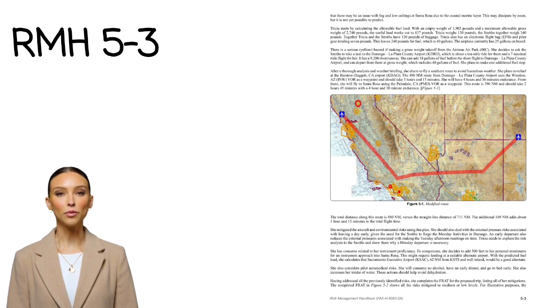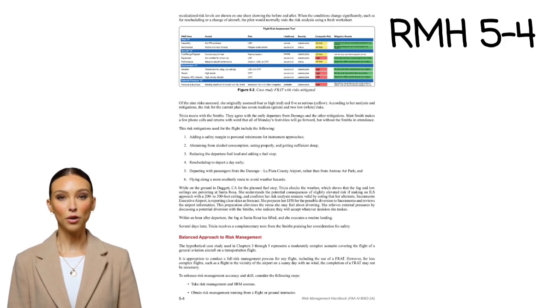Having addressed all the previously identified risks, she completes the FRAT for the proposed trip, listing all of her mitigations. The completed FRAT in Figure 5.2 shows all the risks mitigated to medium or low levels. For illustrative purposes, the recalculated risk levels are shown on one sheet showing the before and after. When the conditions change significantly, such as for rescheduling or a change of aircraft, the pilot would normally redo the risk analysis using a fresh worksheet.